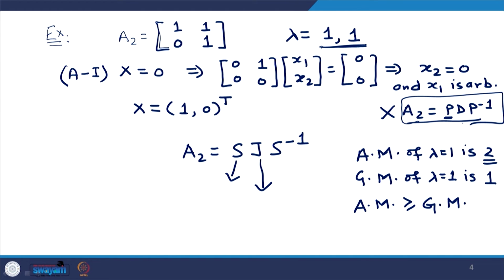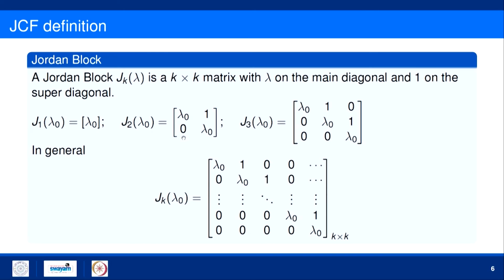Now, regarding algebraic and geometric multiplicity, a matrix is diagonalizable only when algebraic multiplicity equals geometric multiplicity. If they are not equal, meaning algebraic multiplicity is greater than geometric multiplicity for one or more eigenvalues of a matrix, then we have to go for the Jordan canonical transformation. So that is the motivation behind learning the Jordan canonical transformation. Before going to it, let us learn about Jordan blocks.